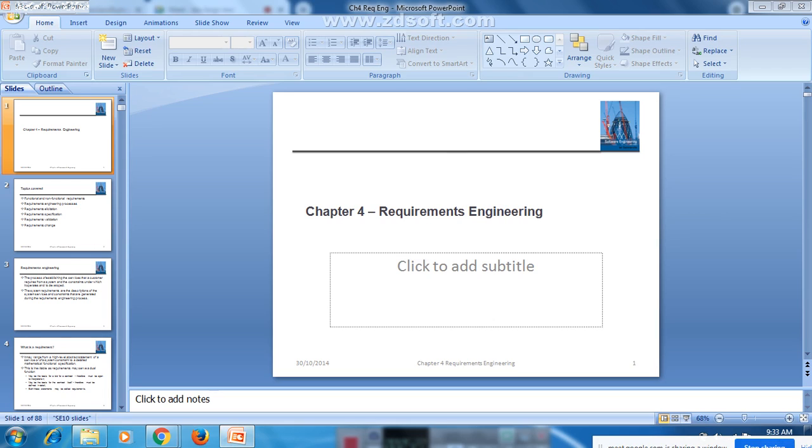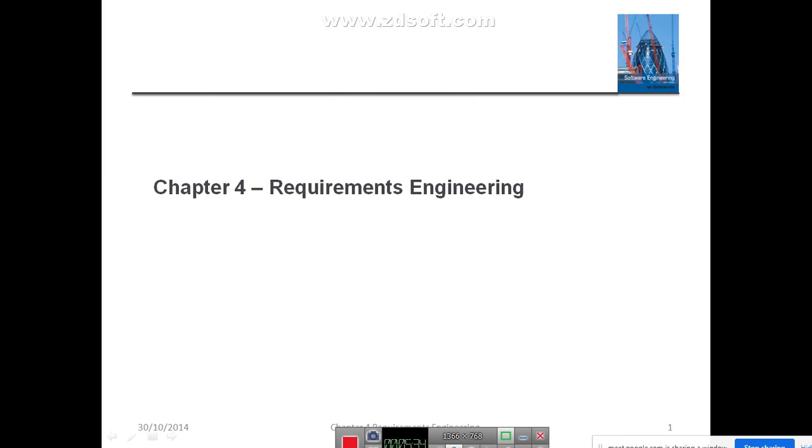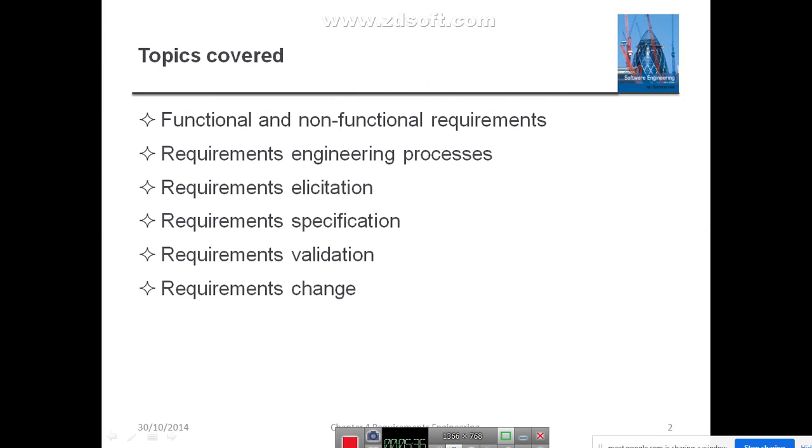Then we'll start with the class, guys. We have started with the second module, requirement engineering, right? In that we have seen what exactly requirement engineering is, right?